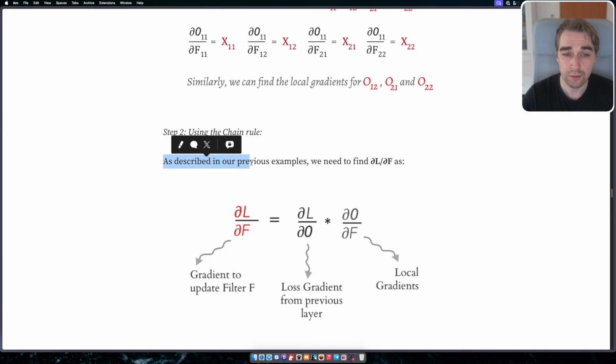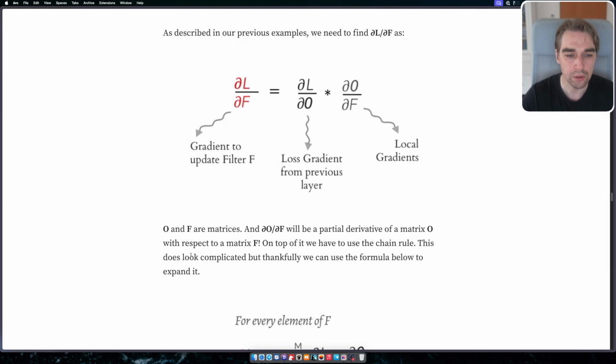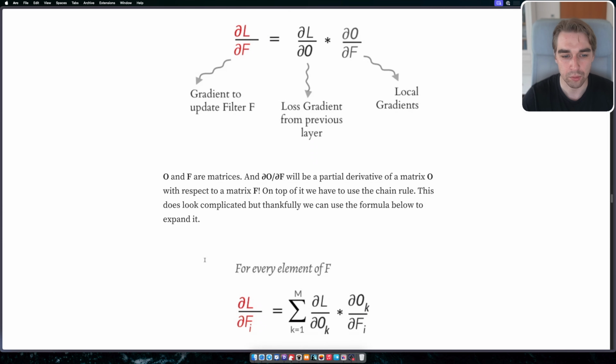Using the chain rule as described in our previous examples, we need to find dL by df. The gradient to update the filter f is the loss gradient from the previous layer and the local gradient. O and f are matrices, and dO by df will be a partial derivative of the matrix O with respect to the matrix f. On top of it, we have to use the chain rule. This does look complicated, but thankfully we can use the formula below to expand it.